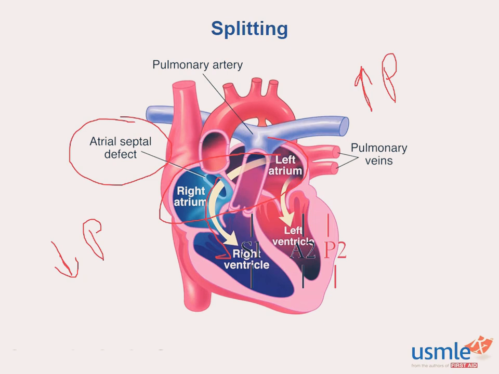And the atrial septal defect is the most high-yield example of fixed splitting that you may see on your Step 1 exam.